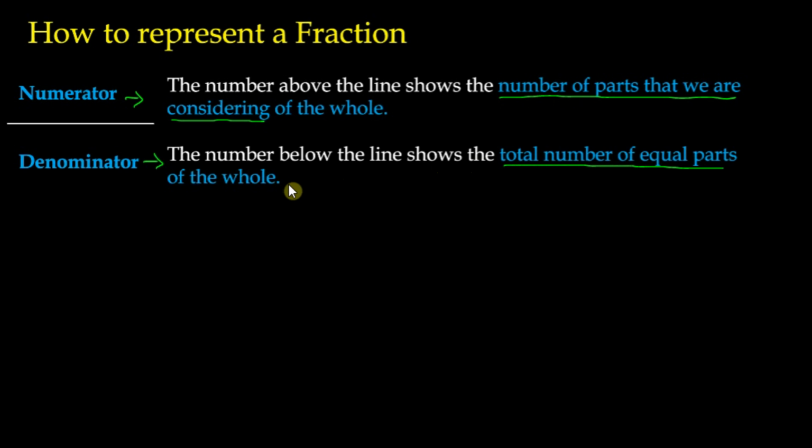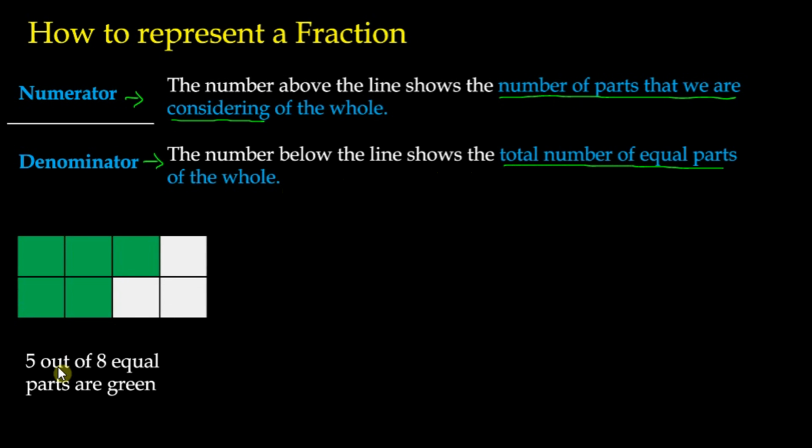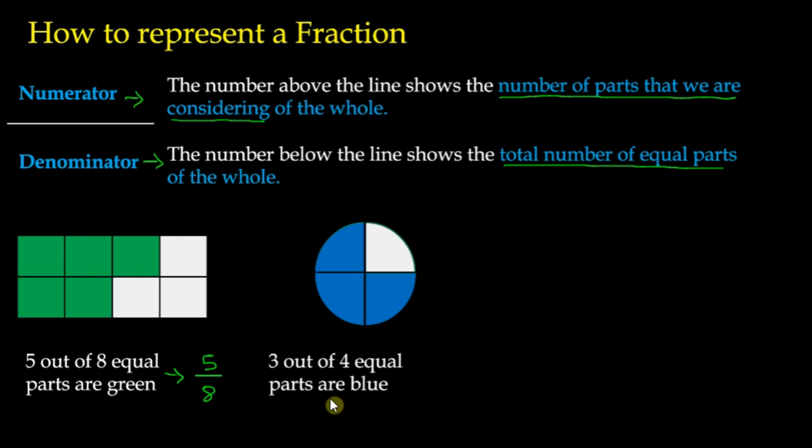Let's take the same examples from before. So 5 out of 8 equal parts are green in this rectangle. Therefore, we will write it as 5 over 8, where 5 shows the number of parts that we are considering or colored in green, and 8 shows the total number of equal parts of the whole. In the circle, 3 out of 4 equal parts are blue. Then we will write it as 3 over 4, where 3 shows the number of parts that we are considering or colored in blue, and 4 shows the total number of equal parts of the whole.